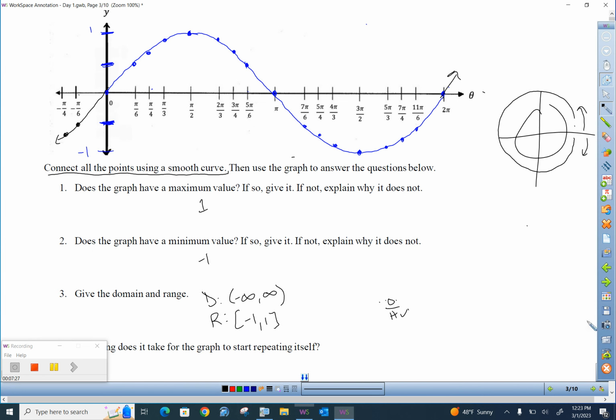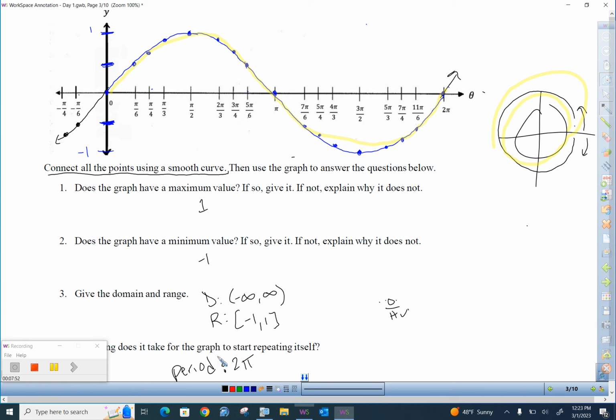Okay. And then how long does it take the graph to start repeating itself? Hopefully you notice the relationship with the unit circle. These values start repeating after 2 pi, because as we go around the circle, I start repeating those same values in the same order after 2 pi. And that right there, I want you to add, is called the period of the graph. That word should be somewhat familiar from periodicity. We just didn't know what it meant.